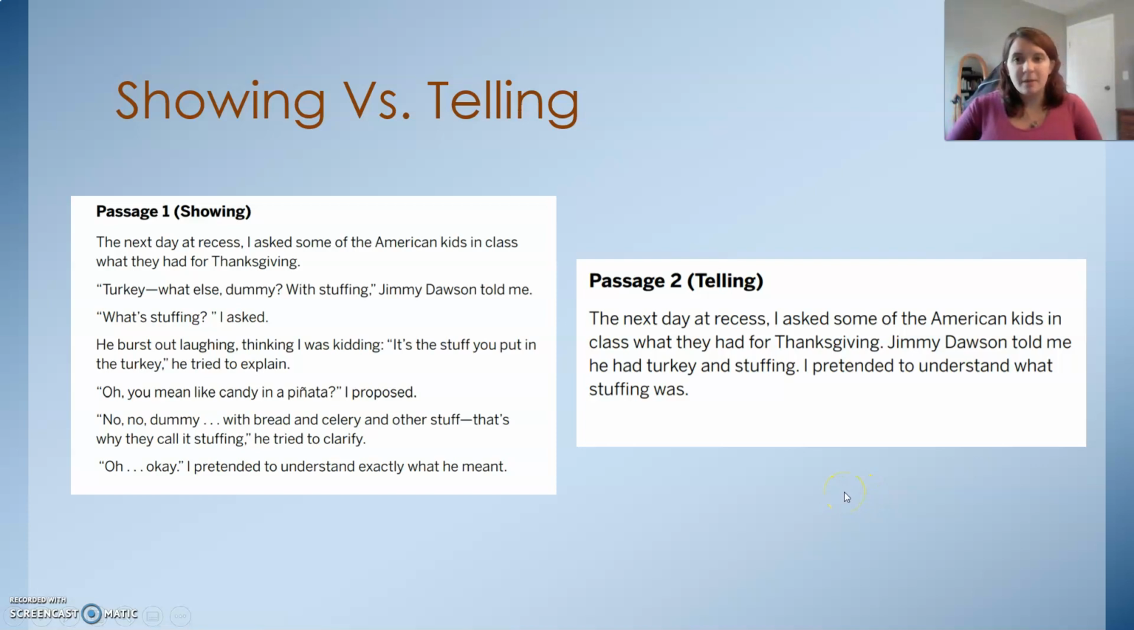So last time we had a video, we talked about showing versus telling. Now we're going to read two passages that are examples of showing and telling. And we're going to talk about what makes them different.